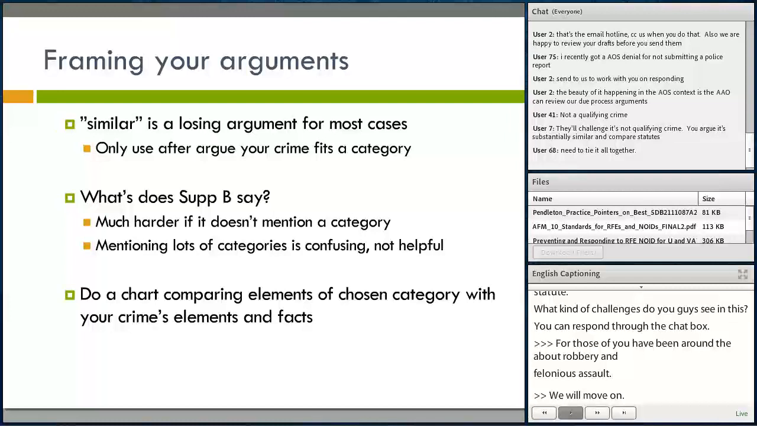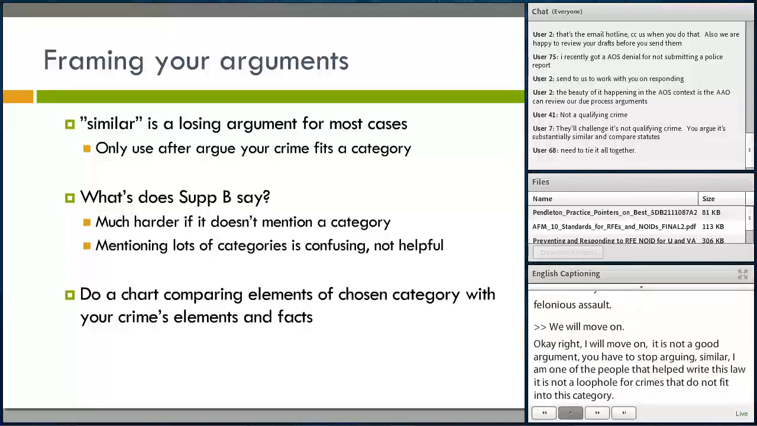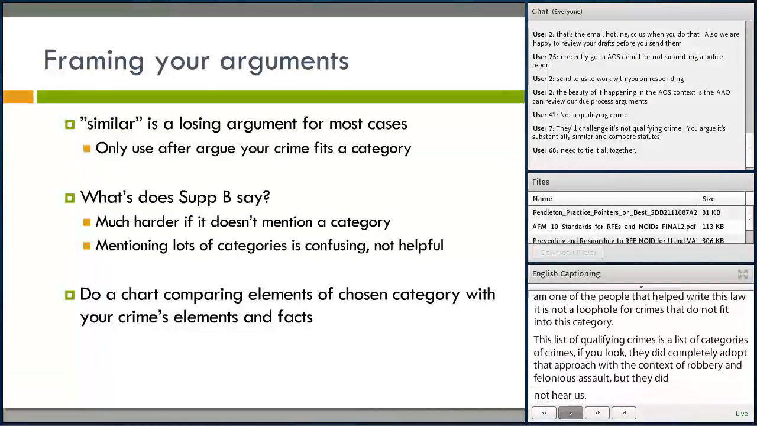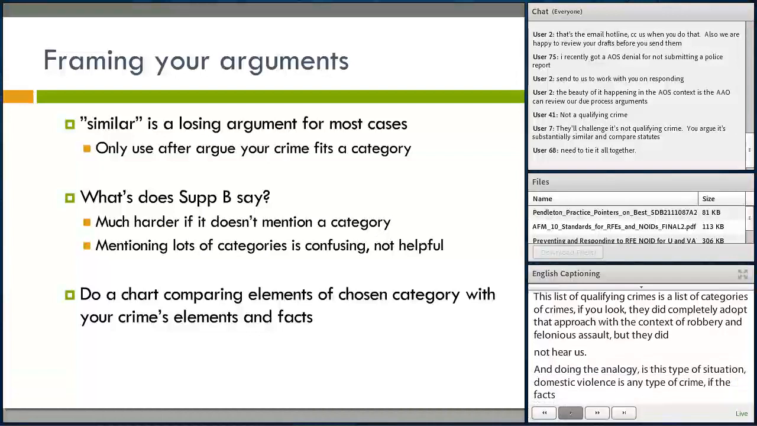I'm one of the people who helped write this law, and I can tell you that similar was not meant to be a loophole for crimes that don't fit in the categories. The good news is that their own preamble to the regulation says this list of qualifying crimes is a list of categories of crimes. The AAO didn't completely adopt that approach in an amicus we wrote to them in the context of robbery and felonious assault, but they did hear us. And what we drew the analogy to was this kind of situation. Domestic violence is any kind of crime if the facts show domestic violence.